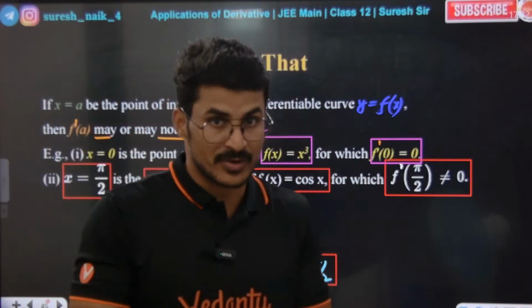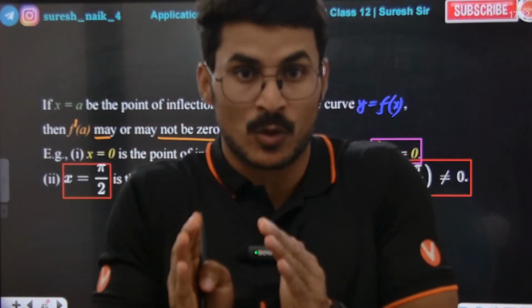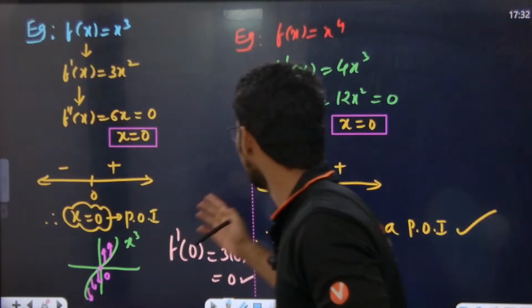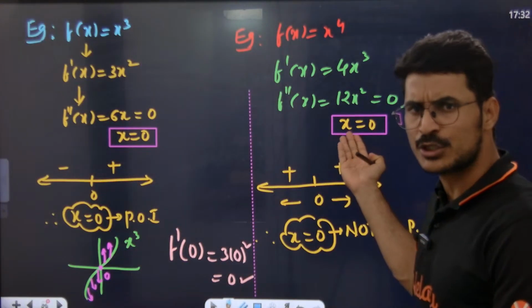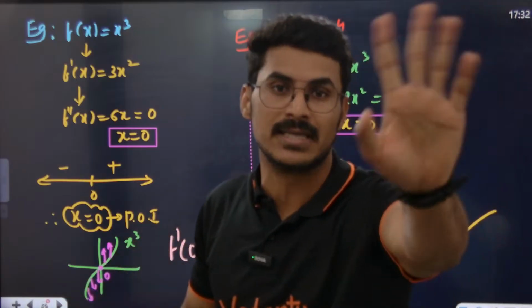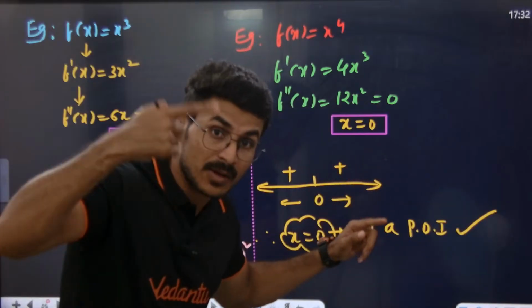Sir, if we equate f double dash of x to 0, we get the x value. Can we say that it is a point of inflection? Not always, you have to check. Sir, if double differentiation gives 0 and we get x equal to 0, can we say this is a point of inflection? No, we cannot say like that. We have to check, and only after checking can we decide.